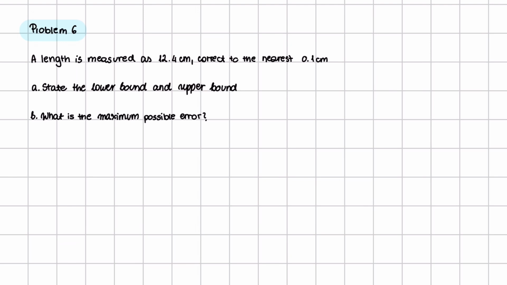Problem 6. A length is measured as 12.4 centimeters, correct to the nearest 0.1 centimeter. And in A, we have to state the lower bound and upper bound.